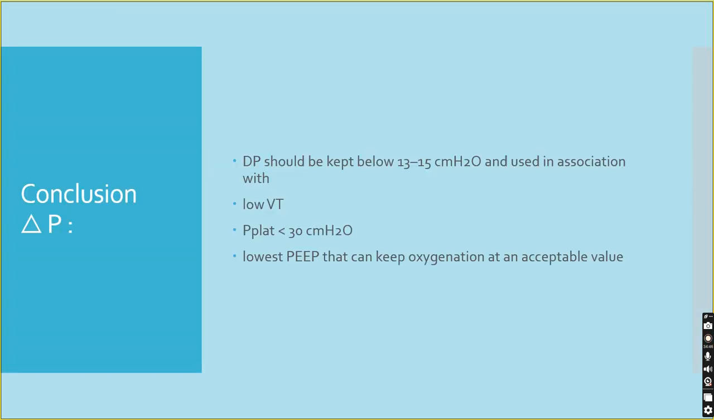So conclusion about the driving pressure, it should be kept between 13 to 15 centimeter water, used in association with low tidal volume, plateau pressure less than 30, and lowest PEEP that can keep oxygenation at an acceptable level. When I'm talking of targets of oxygenation, we don't want 97 or 99 kind of saturation. In ARDS, we can accept something around 90 plus minus 2 of oxygen saturation, and that is quite sufficient. So, if you have an acceptable saturation with almost optimal PEEP, you can use that as a guide. Next slide.